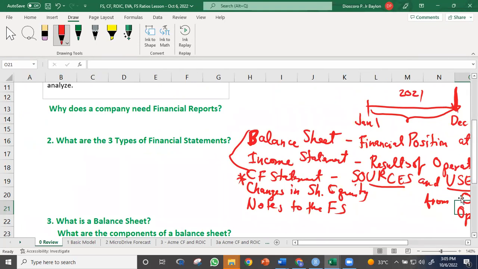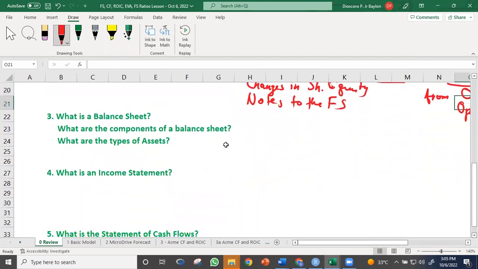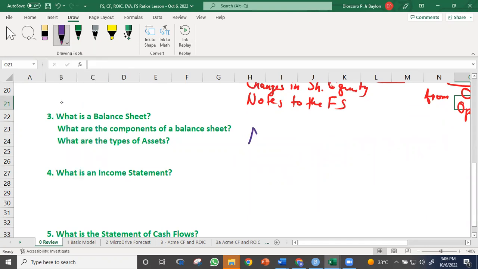Okay, so again, just a quick review of the question here. We answered this. What are the components? Okay, we haven't answered that. What are the components of an income statement? Anyone, please? So what can we find with the income statement? What do we find there?